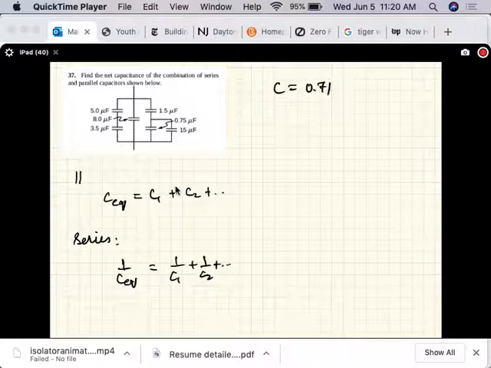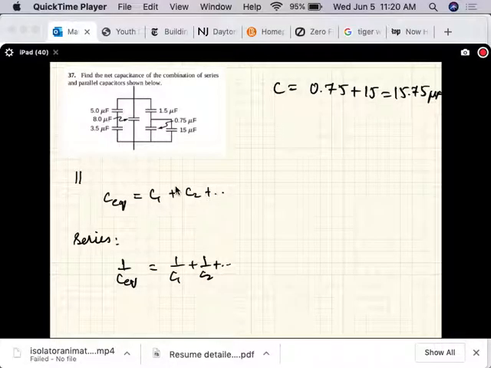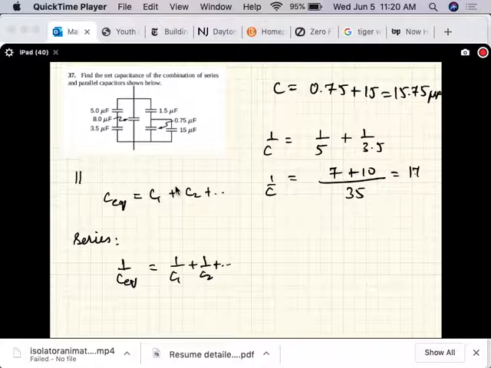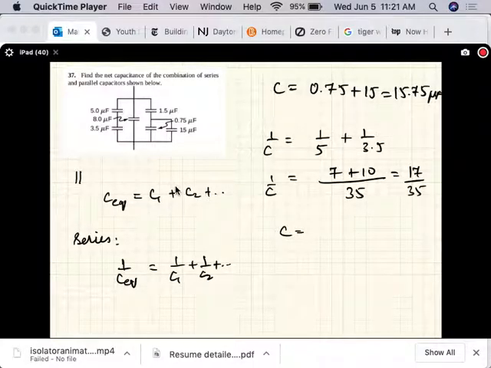C is 0.75 plus 15, equal to 15.75 microfarads. And this combination that is in series, 1 over C is equal to 1 over 5 plus 1 over 3.5. And 1 over C is, okay, we'll say 35 is the least common denominator, 7 plus 10, 17 by 35. C is 35 by 17 microfarads. Okay, we'll just keep it like that.